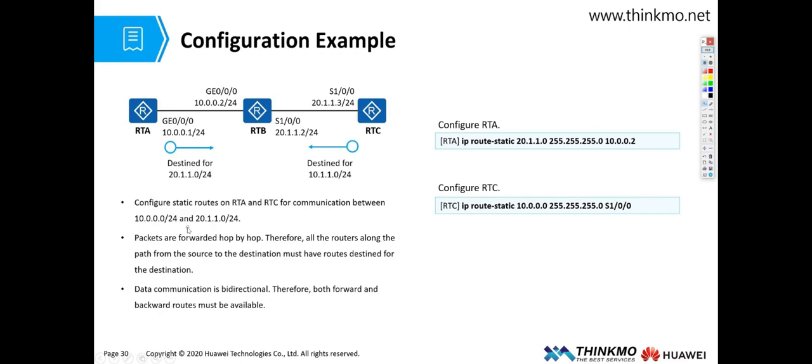Static routing allows us to facilitate direct communication between 10.0.0.0/24 and 20.1.1.0/24. As for data packets, they are forwarded hop by hop. Therefore, all devices from my network to the destination need to have a route to the destination IP. The data flow is bidirectional, so if I can send data out, the other side must also be able to send it back to me.